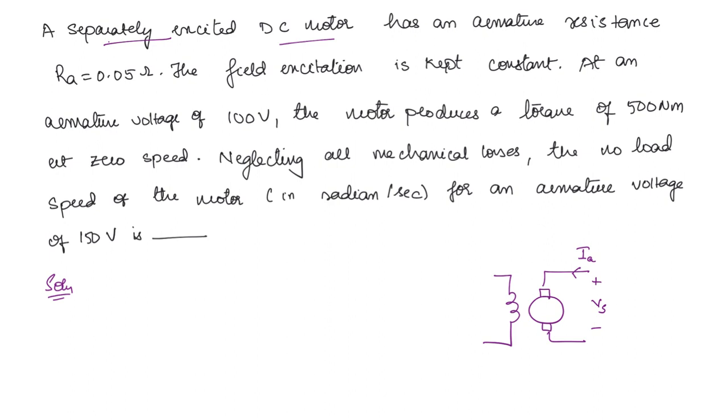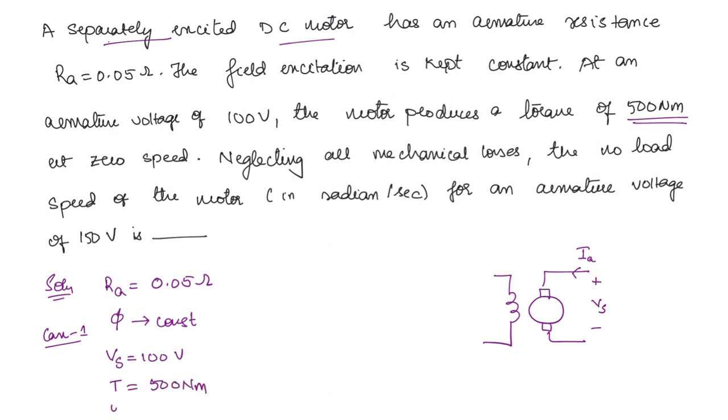Now what is all the information that is given? Resistance Ra is given as 0.05 ohm. Now the field excitation is kept constant, means that the flux phi is constant. And armature voltage, when it is 100 volt, you can take it as case 1. When armature voltage is 100 volt, then the torque produced is given as 500 Newton meter. And what is the speed that is given? The speed is 0.